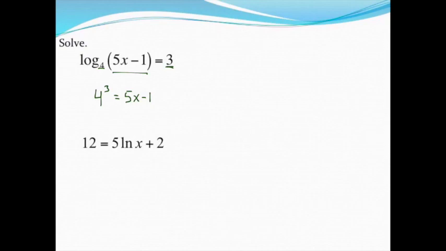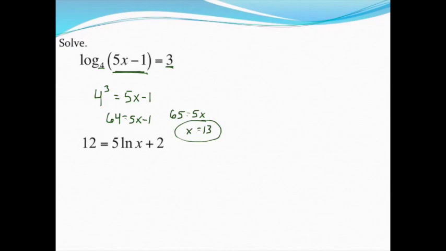4 to the 3rd power is 64. Is equal to 5x minus 1. I'll add 1 to both sides, so 65 is equal to 5x, and then divide both sides by 5 and come up with an answer of 13. Now remember, I do need to check these before I just move on. In this case, what I'm doing the logarithm of cannot be negative or 0. 5 times 13 minus 1 is definitely not going to be negative.